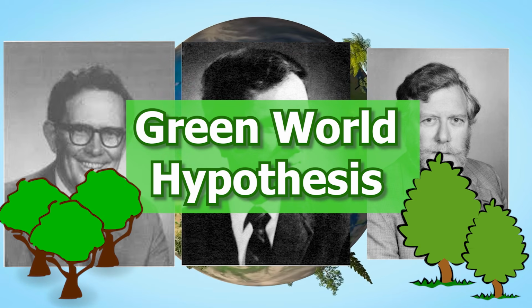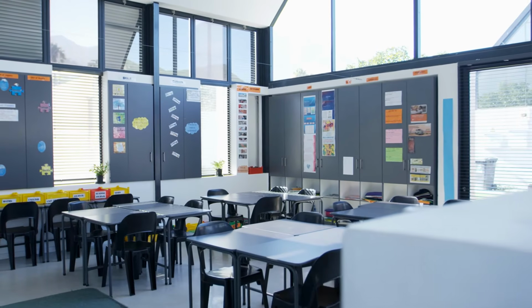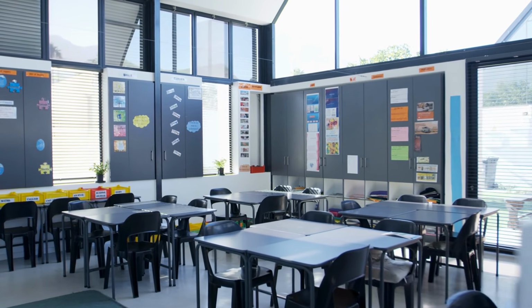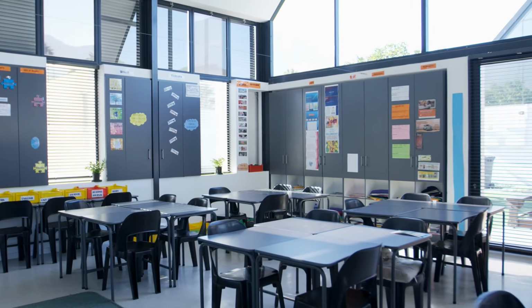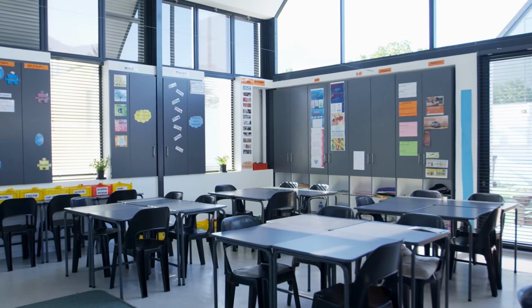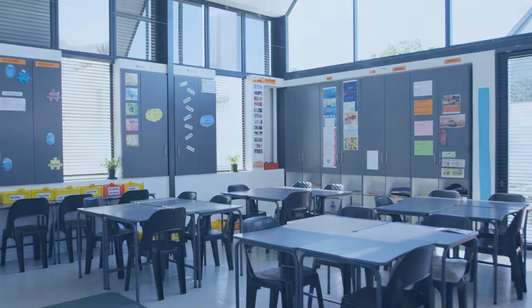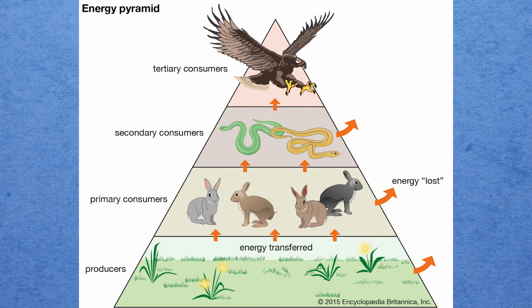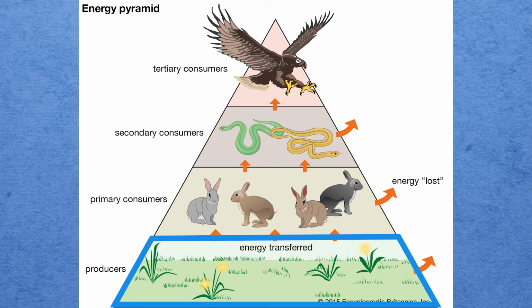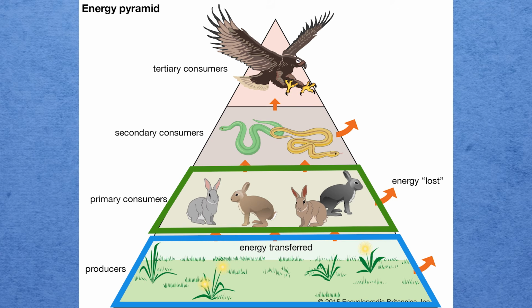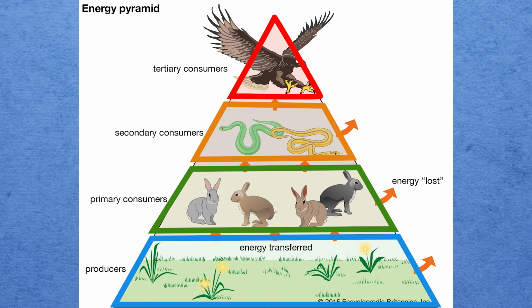vegetation. The best way to understand why the Green World Hypothesis was so revolutionary is to think back to your high school biology class. When you learned about ecology, you probably learned about this, the food pyramid. You've got producers at the bottom, primary consumers then eat the producers, secondary consumers eat the primary consumers, tertiary consumers eat the secondary consumers, and so on.